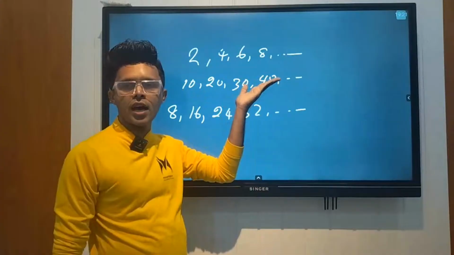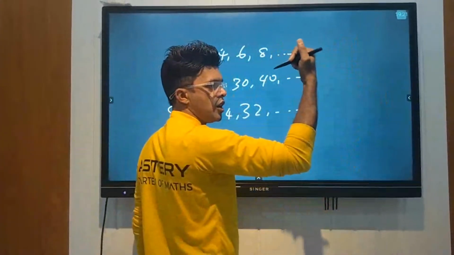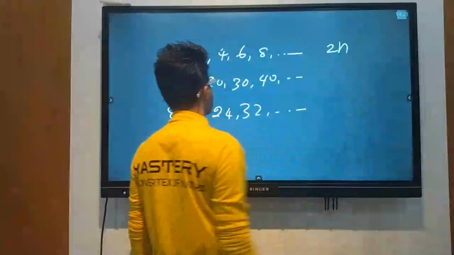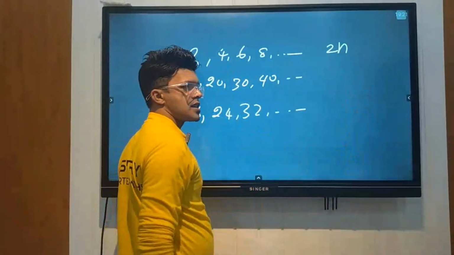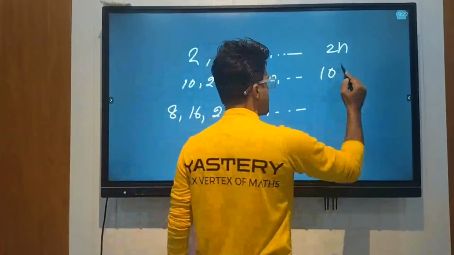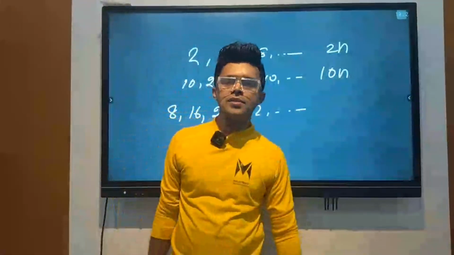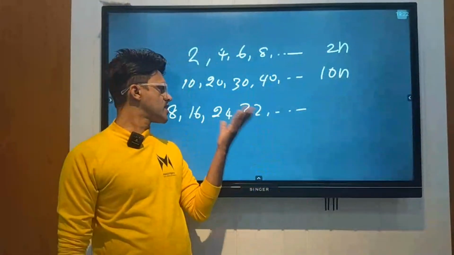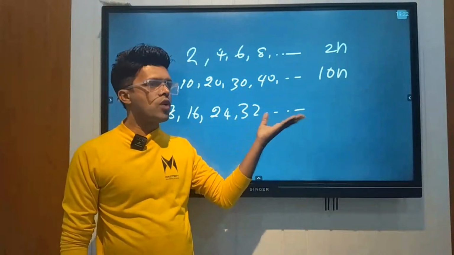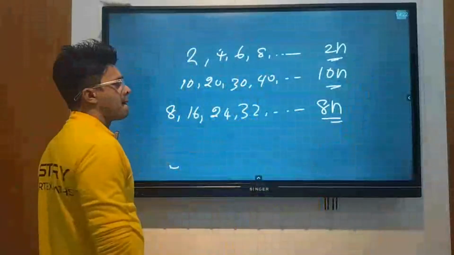These are the multiples of 2, you know that. So the general term is 2n. What is the general term of the pattern 10, 20, 30, 40? Yes, the general term is 10n. Tell me, what's the general term of the pattern 8, 16, 24, 32, and so on? So you could get the general term of these number patterns.